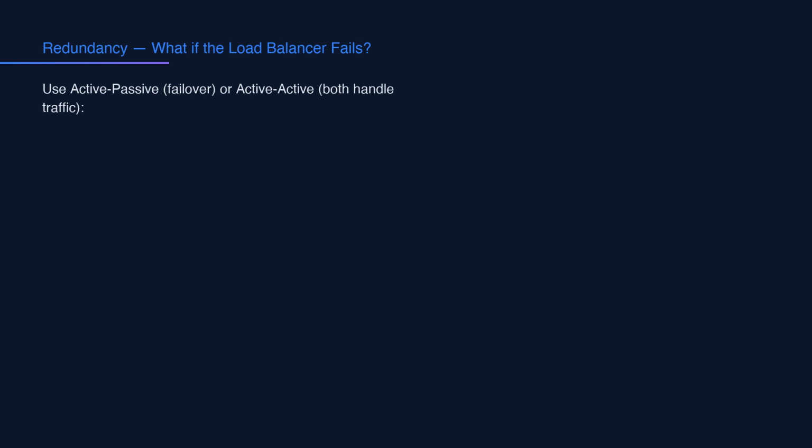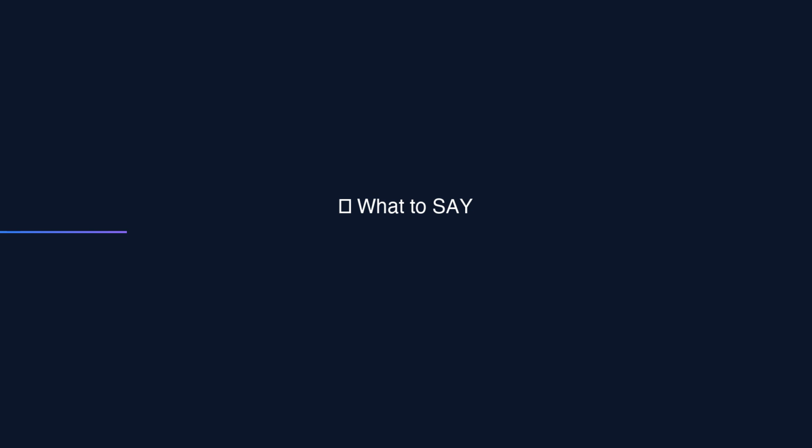To make sure a failing load balancer doesn't take down your entire system, we usually set up a backup using one of two strategies. First, there is the active-passive approach, where a standby load balancer just waits in the wings, ready to immediately take over if the main one goes offline. Alternatively, you can go with an active-active setup, where both load balancers are working simultaneously, sharing the traffic load and keeping things running smoothly.